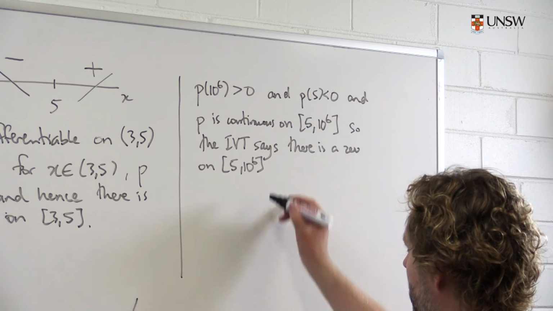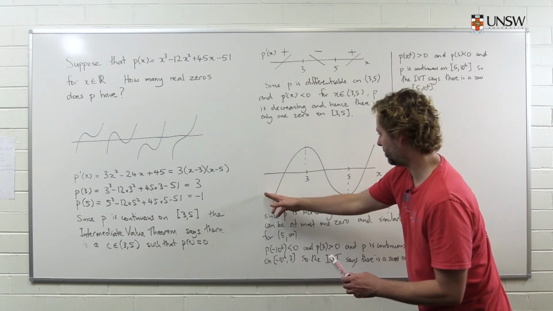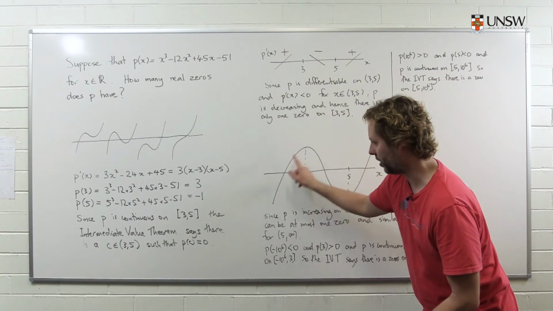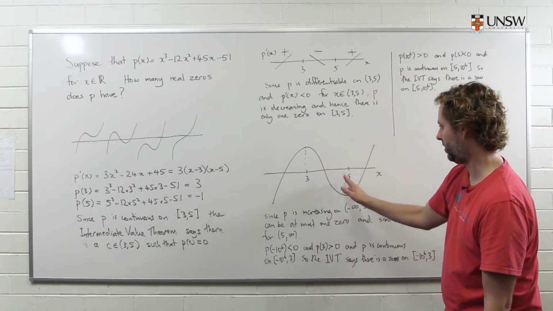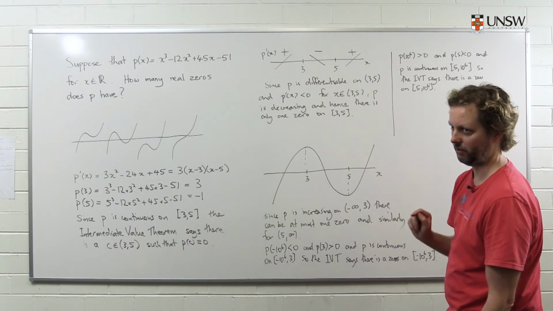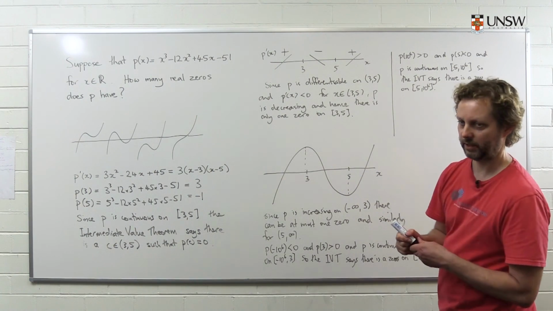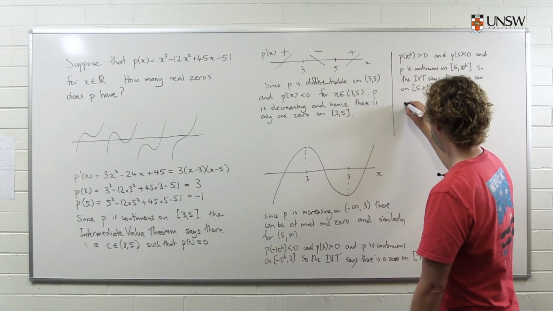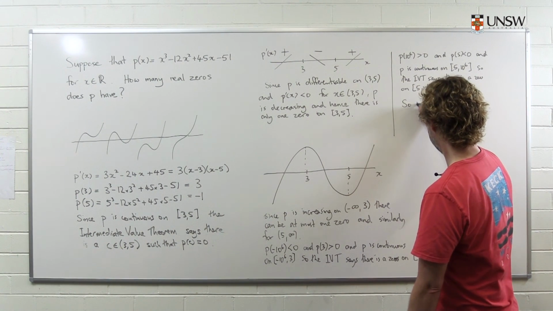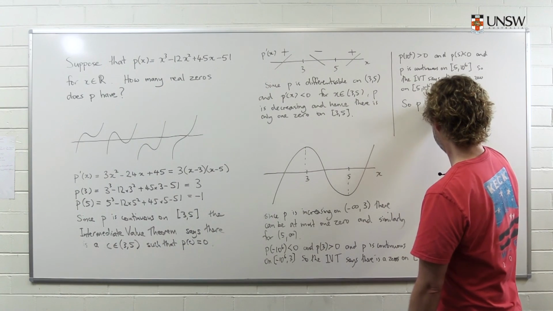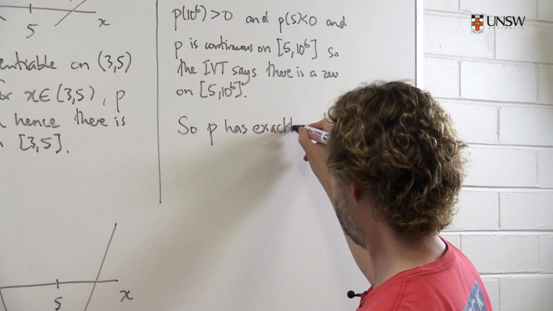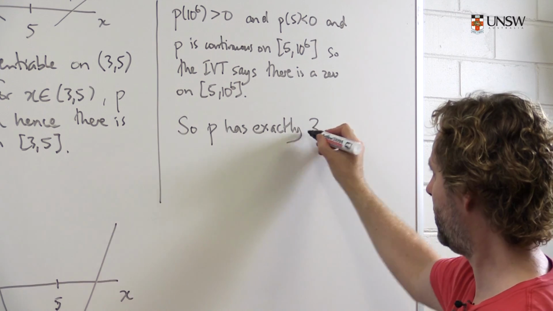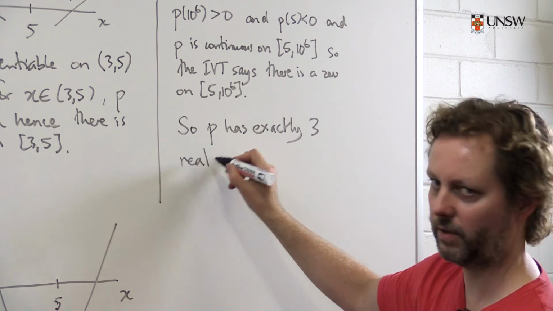So we've concluded that there is a 0 on an interval from here, and there can only be one. There is a 0 on here, there can only be one. There is a 0 here, and there can only be one. In total, that's 3. So we've shown there are exactly 3 zeros. So p has exactly 3 real zeros.